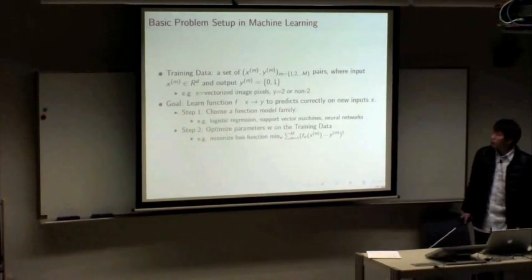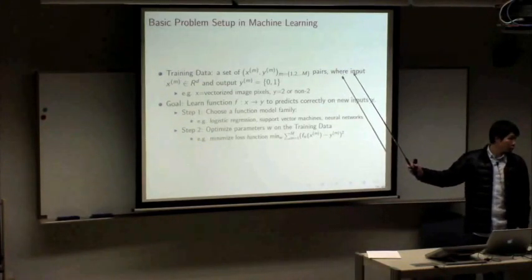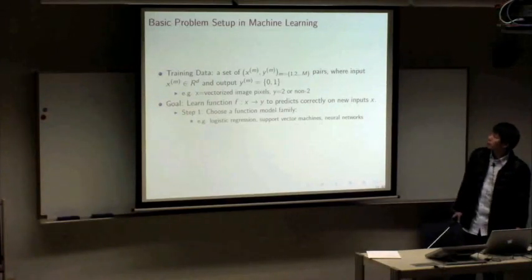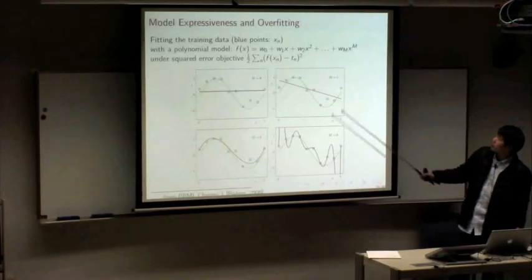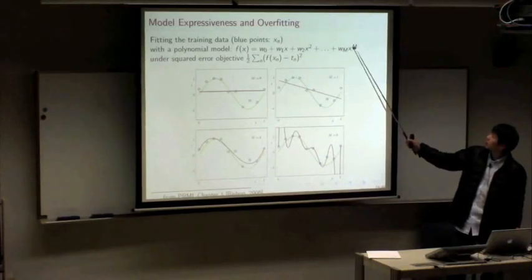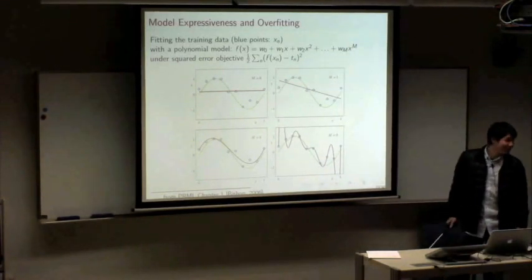What is large M? Large M here is the number of samples in your training data. Yeah, so on the previous slide, I should have used a different letter. That was the order of the polynomial, so M is actually N in that slide. Sorry.